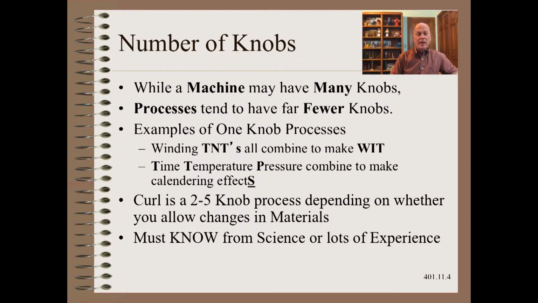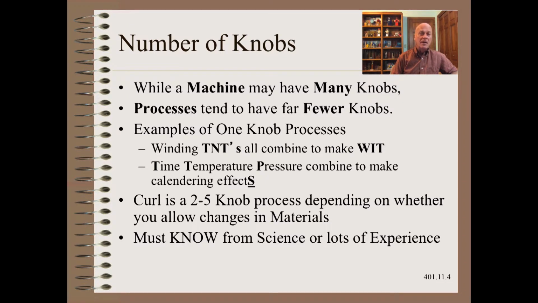Counting the number of independent knobs and the number of independent goals is a way to check whether systems are over-constrained. Typically, the number of knobs on a process are fewer or far fewer than the number of knobs on that machine. What this can do is give you the illusion that you have more control than you really do.